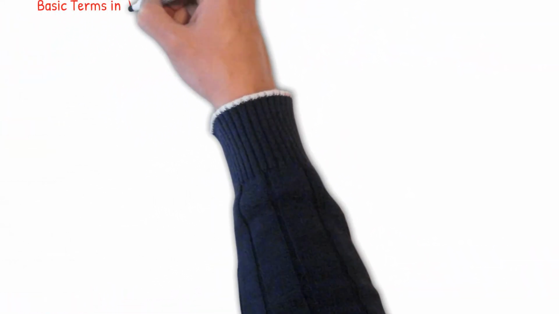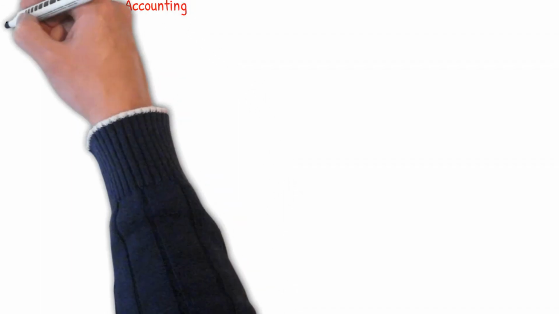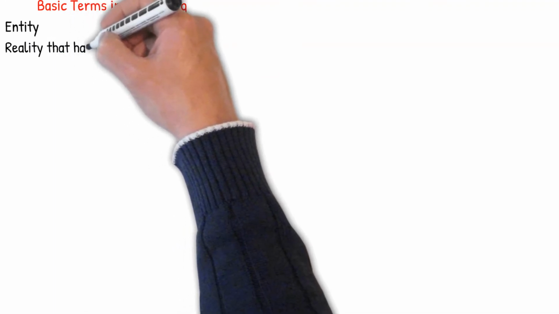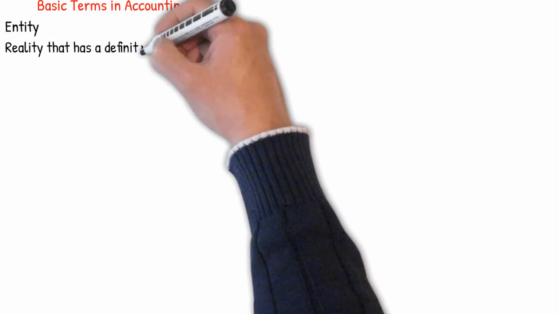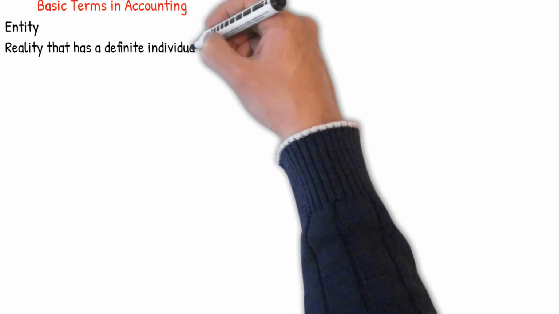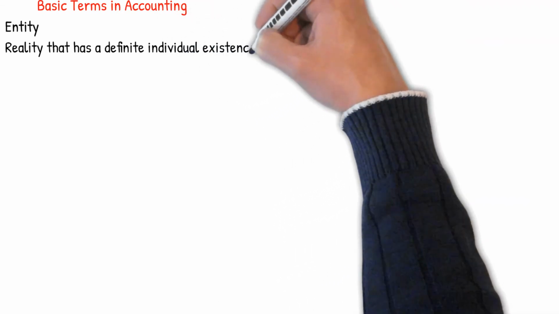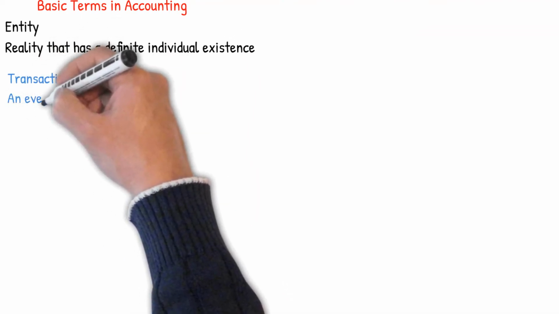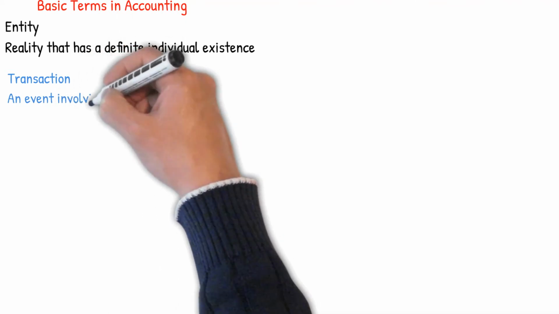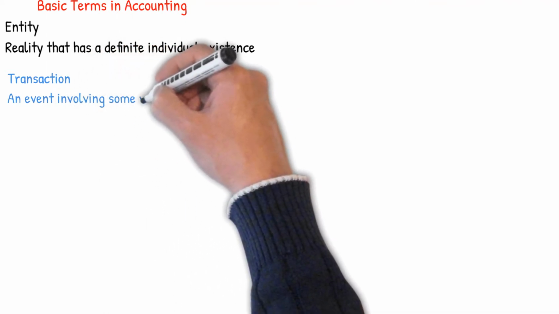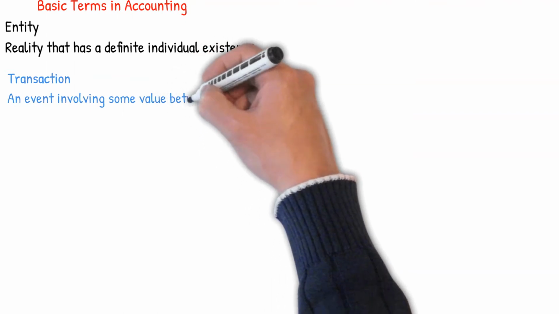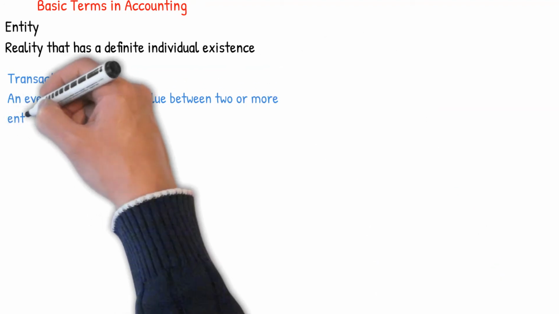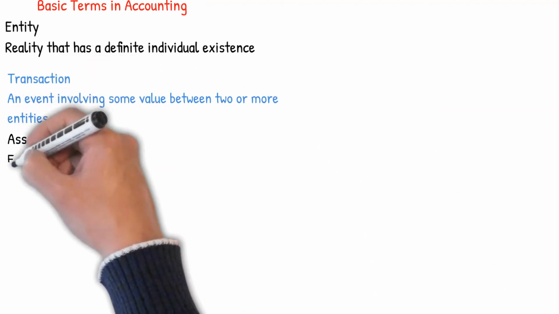Let's understand the basic and the most important terms in accounting. Entity. Entity is a reality that has a definite individual existence. Business entity means a specifically identifiable business enterprise like hypermarkets, cargo services, etc. Transaction. It is an event involving some value between two or more entities. It can be a purchase of goods, receipt of money, payment of creditor, incurring expenses, etc. It can be a cash transaction or a credit transaction.